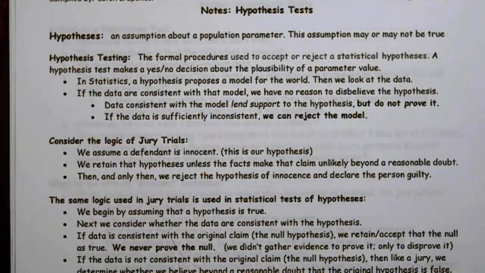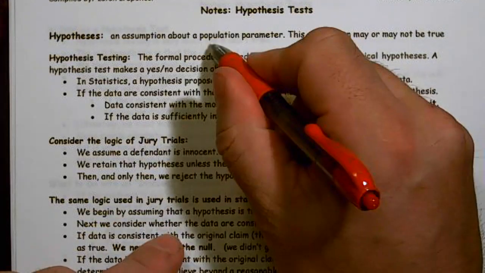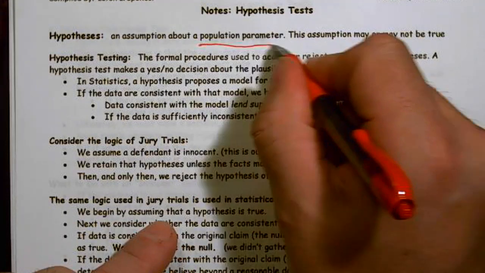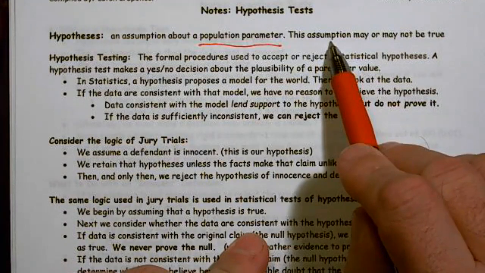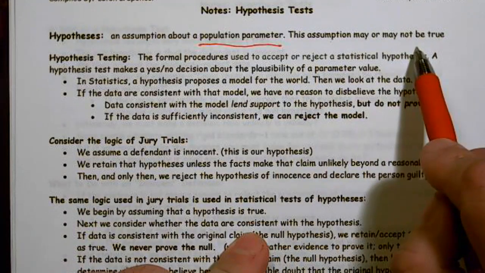First off, you learned about hypotheses in your science classes, where you said it was an educated guess, or an assumption about the population. We like to say it's an assumption about a population parameter. And remember, a parameter is just a measurement of the population, whether it's the mean or the standard deviation. Now, because it's an assumption, it may or may not be true.